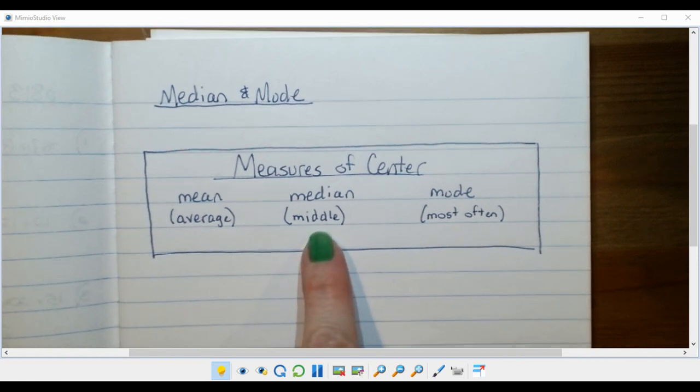So the median, if you've ever heard this word, maybe the median household income or the median age, they use it a lot in the media to represent statistics of things that happen in our society. You might also have heard it if you have been driving down the highway and there's that strip in the center, maybe it's grass or concrete, that's also called the median. It literally means middle. It's the middle of the highway, or in this case, it's the middle of a set of numbers. So let's talk about the median and how to find it.